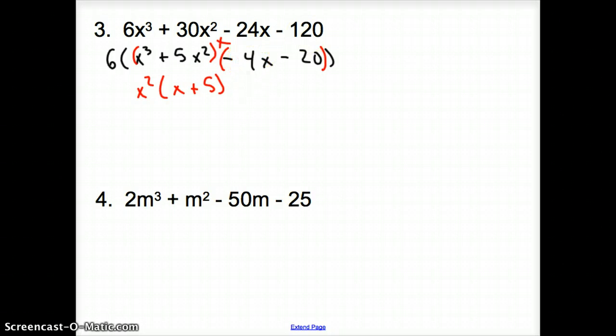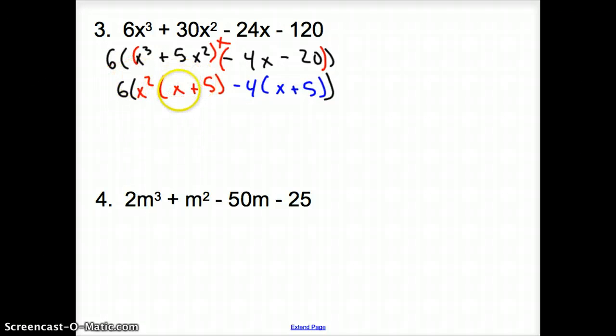Now, how about here? What can I factor out? What's a common term I can factor out? What about a negative 4? Because 4 goes in here and 4 goes in there. So I'm going to factor out that negative 4, and I'm going to be left with x plus 5 and close that up. Now we have to make sure that we include everything that we did not use, so I have to bring down this 6.